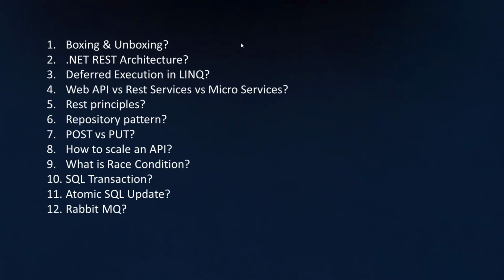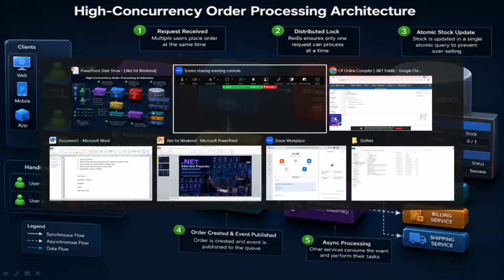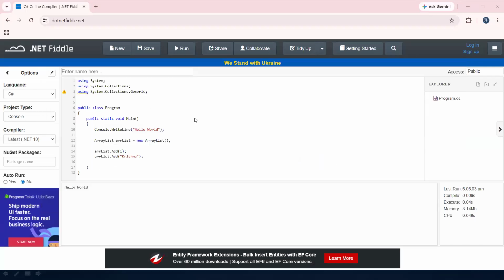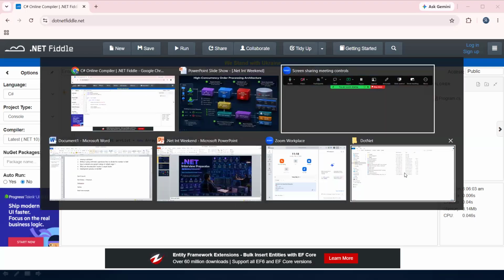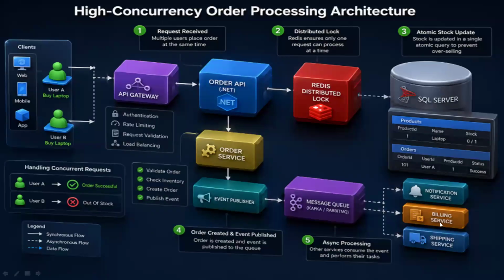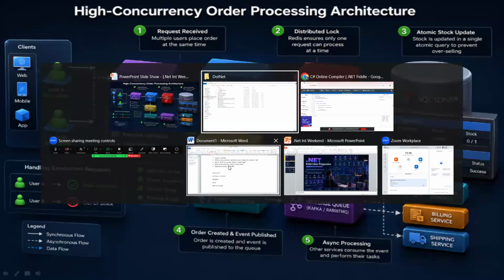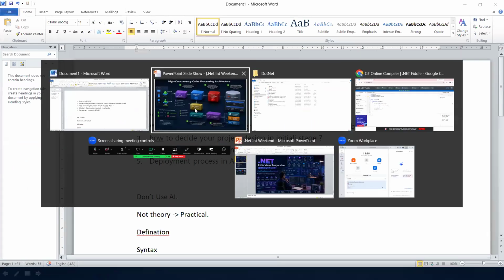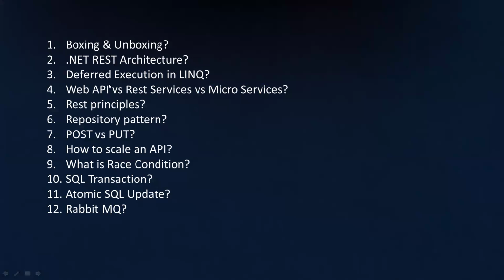Okay, so some questions are asked in the initial. One question to answer, I forget, right? One second. One question here only, right? What is the deferred execution in the LINQ? Anyone?